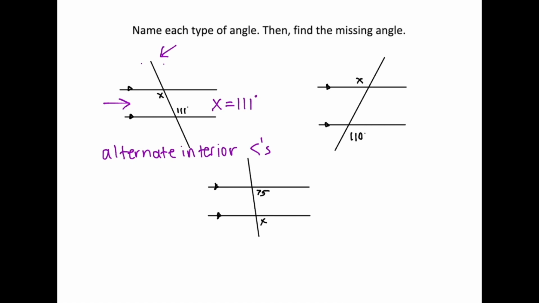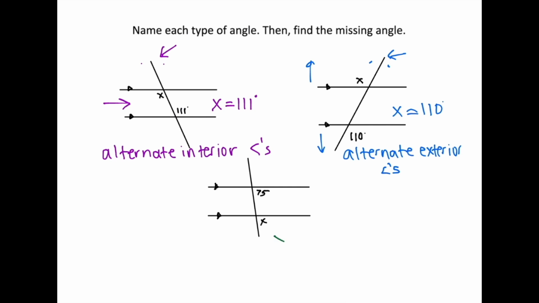Now let's look at the second one. They're on opposite sides of my transversal, but they're outside the parallel lines. So we have alternate exterior angles. Alternate exterior angles are congruent, so we know our missing angle is going to be 110 degrees.